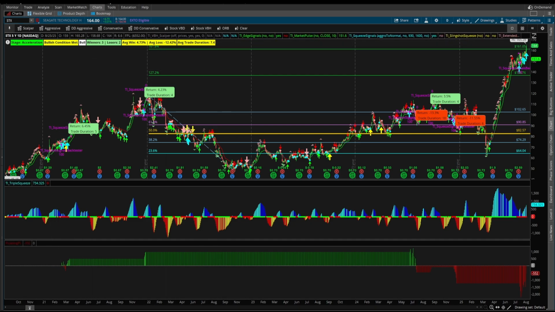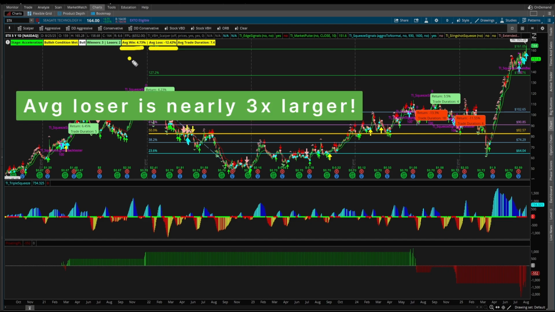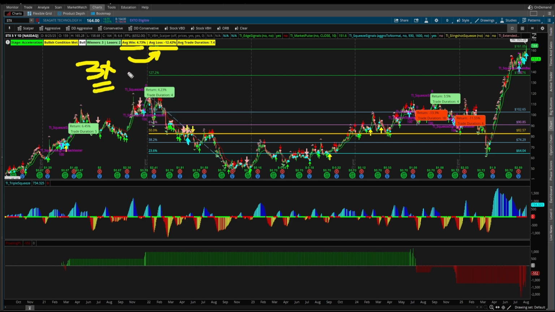Now let's take a look at the stats that we see in the top left-hand corner. We can see the total number of winners versus losers, 3 versus 2, and that's only over 5 trades. That gives us a 60% win rate, which might sound good. However, we don't have a large sample size, so I'm a little bit wary in terms of the win rate here. If you move to the next set of labels, this tells you the size of the average winner versus the average loser. Notice how the average loser is nearly 3 times larger than the average winner. That's another sign to give us pause.